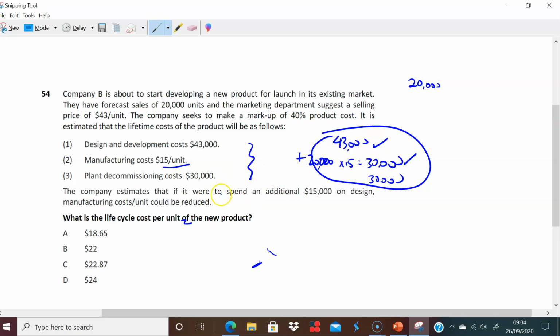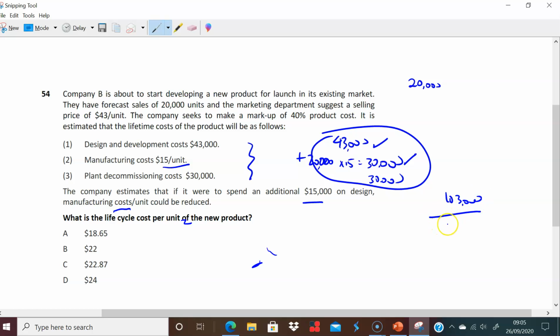Here we are. The company estimates that if it were to spend an additional 15,000 on design, manufacturing costs could be reduced. It's an interesting one. It doesn't give us any actual way by how much we would reduce it. This is a future cost as well. You haven't spent it. I wouldn't include that 15. I'd leave that out. It's a future cost, so you can't include future costs in the cost of a product, right? So adding 43, 30, and so that's 73. 73 plus 30 is 103.